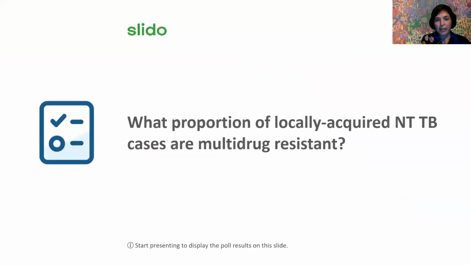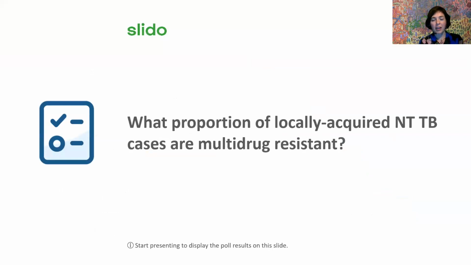And I think that's actually my last slide. Yeah, I was going to ask one final question. What proportion of locally acquired TB in the NT is drug resistant, multi-drug resistant? And the answer to that, luckily for us at the moment, is 0%. So we just don't have any locally acquired MDR TB.